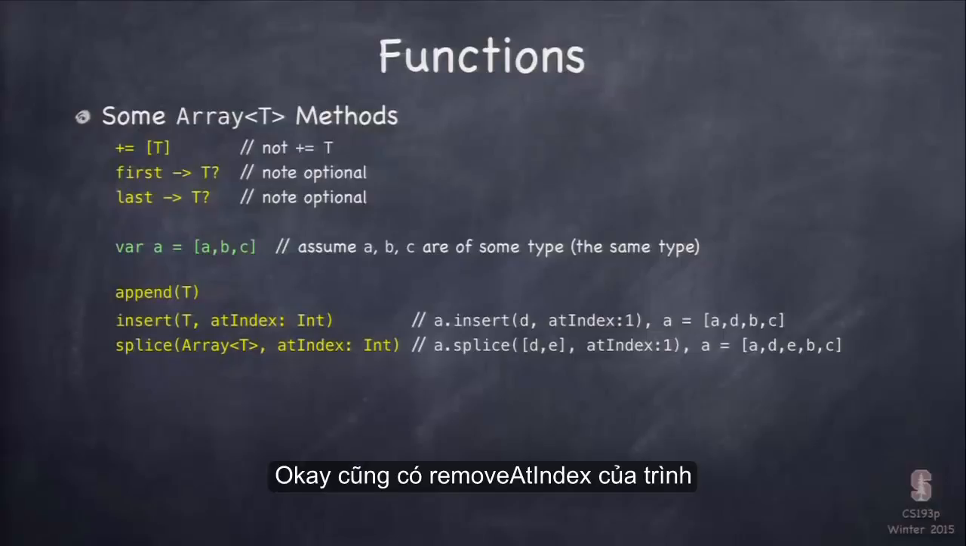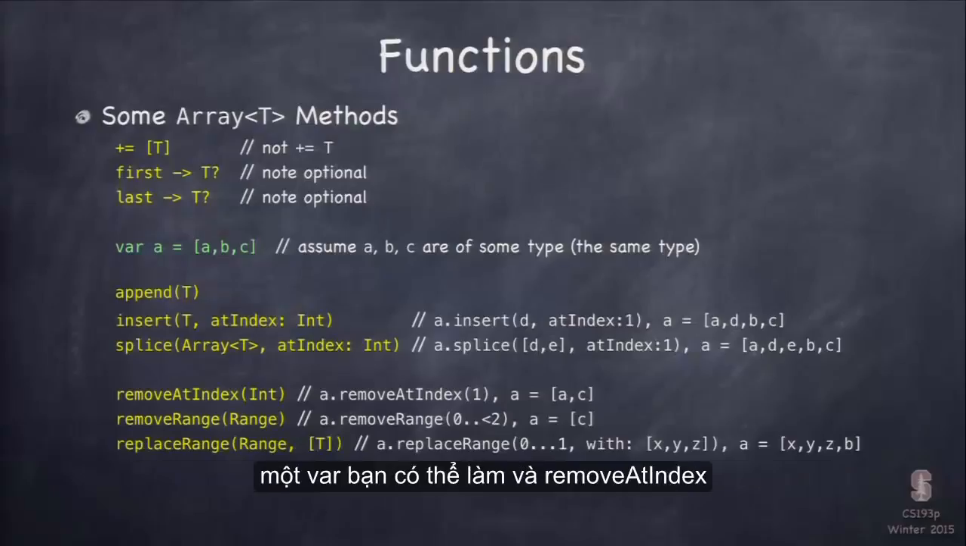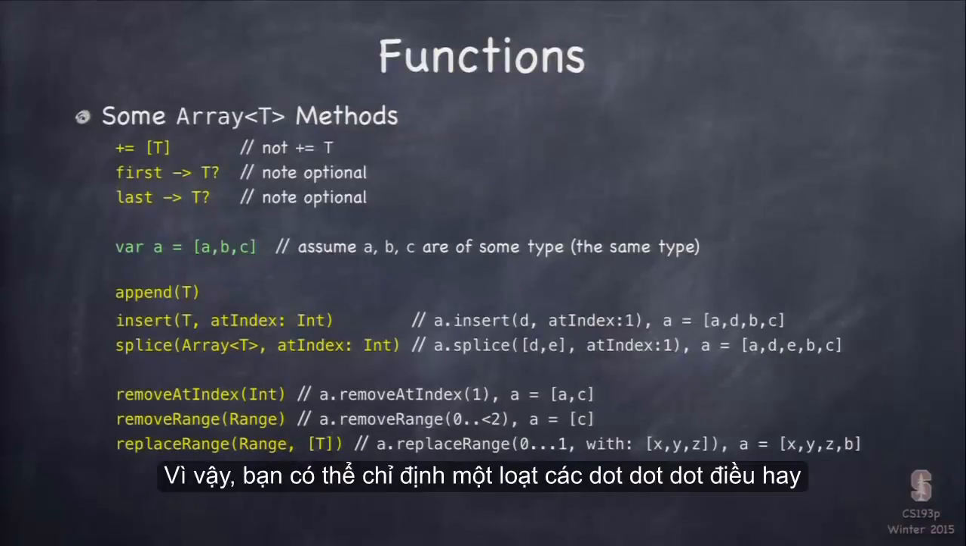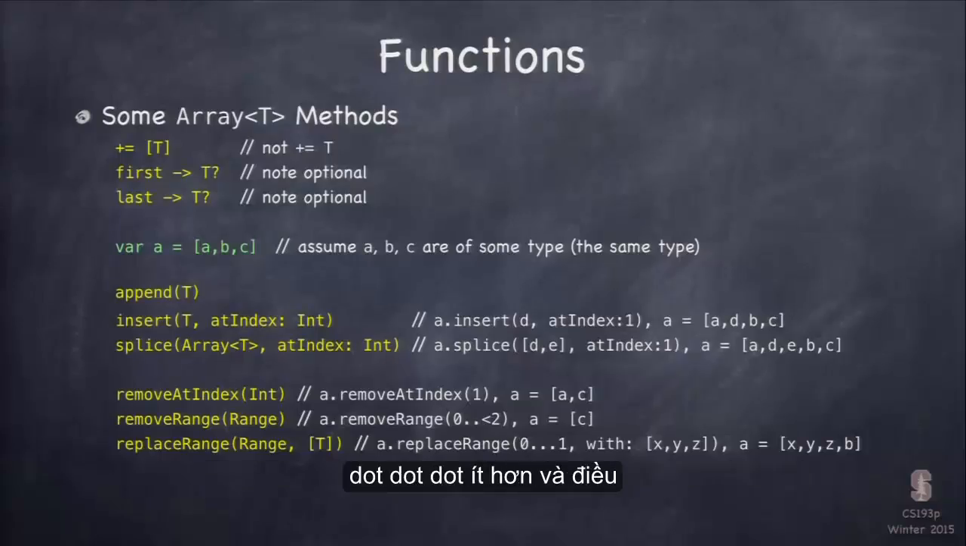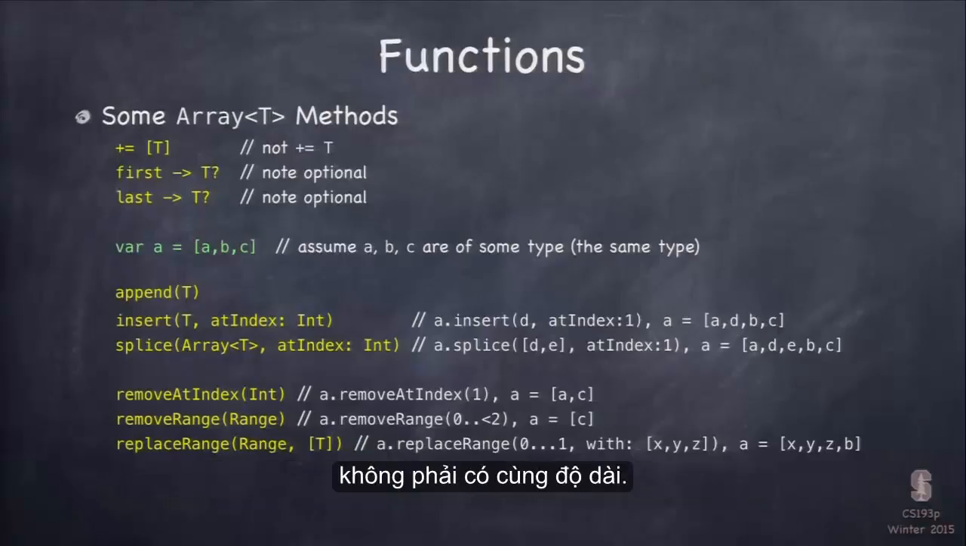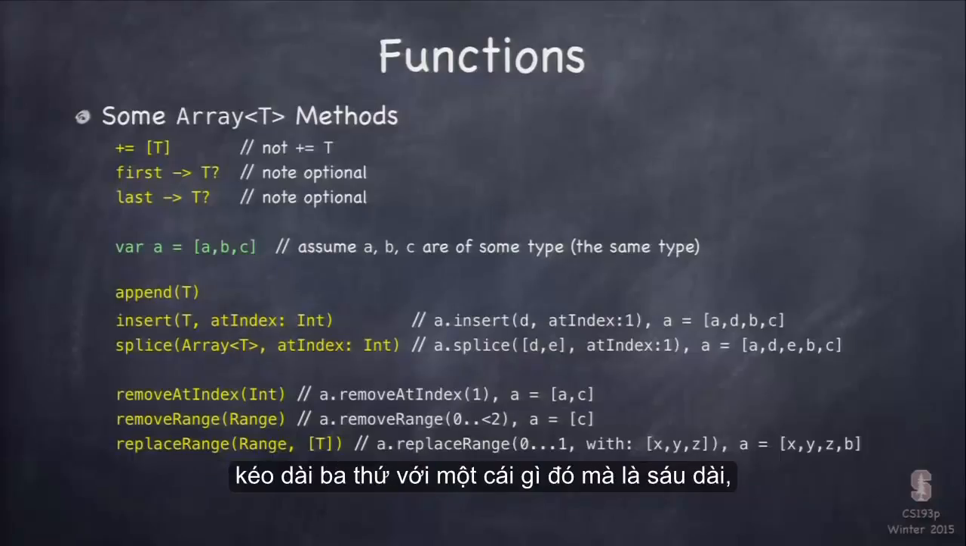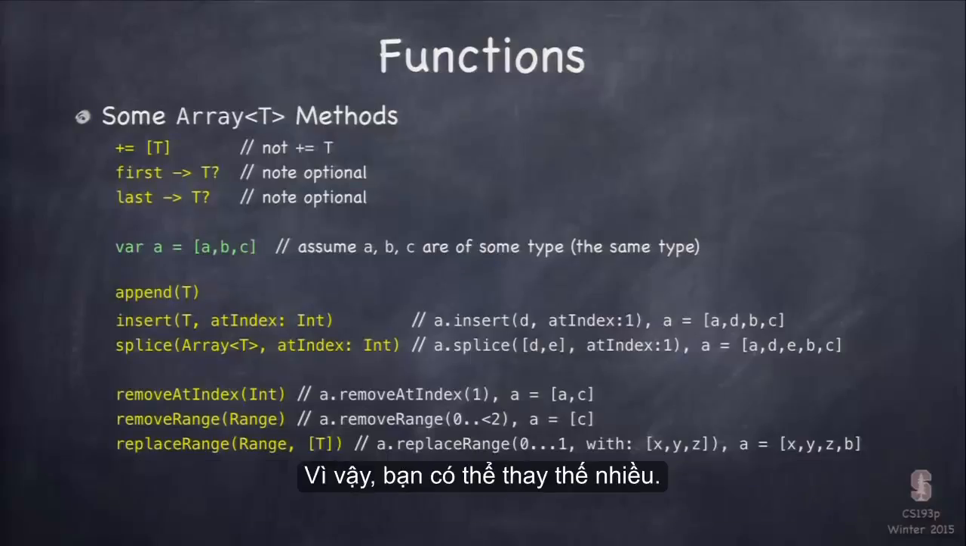Okay? There's also removeAtIndex, of course, if it's a var. If you've got your array in a var, you can do removeAtIndex. There's also removeRange. Okay? So you can specify a range with the dot dot dot thing or the dot dot less than thing and remove a range of your array elements. And there's also replaceRange. And when you replace a range, the thing you replace it with doesn't have to be the same length. So I can have an array and replace a range that spans 3 things with something that is 6 long and it'll make my array longer. Okay? So I can replaceRange.